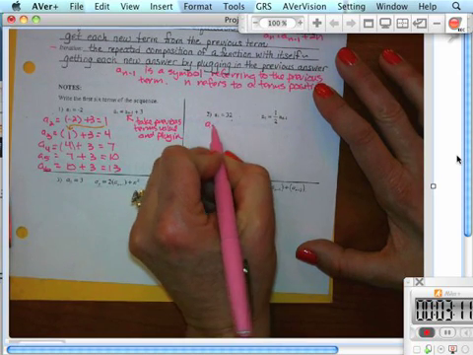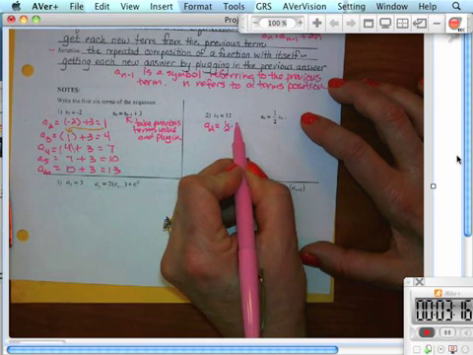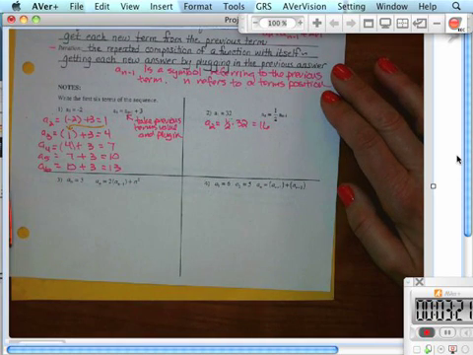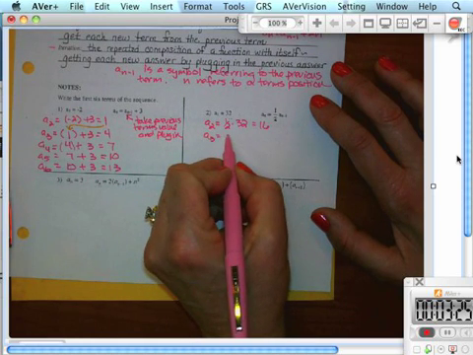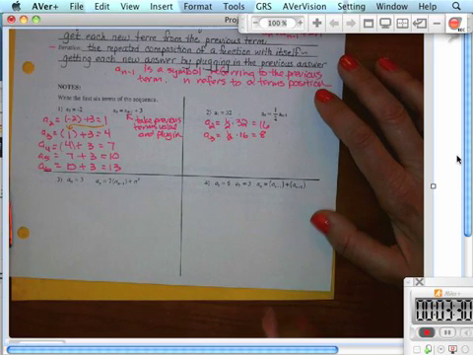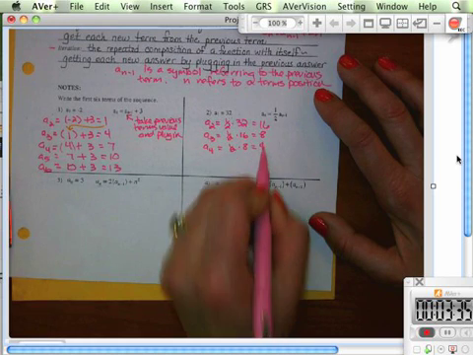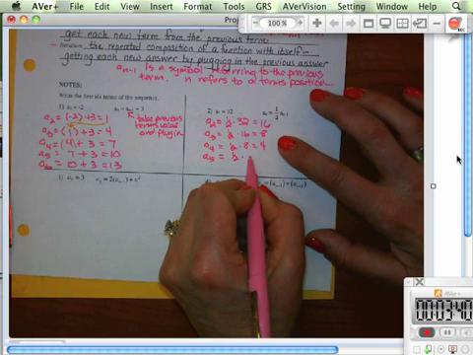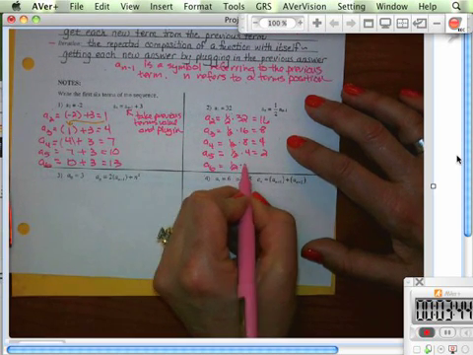So a sub 2 then would be 1/2 the previous term, which is 32. So that would be 16. And then just keep going with that. A sub 3 would be 1/2 of 16, which is 8. I don't suppose we have to keep going, do we? Yes. Okay, I shall. 1/2 the previous term, which is 4, that would be 2. And a sub 6 is 1/2 the previous term, which is 1.